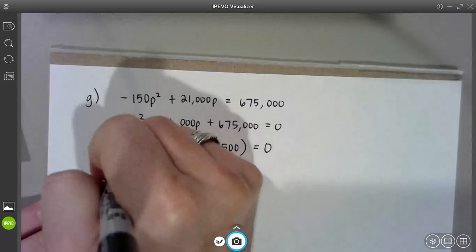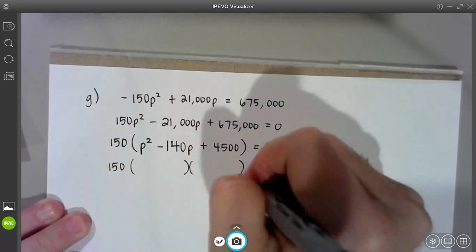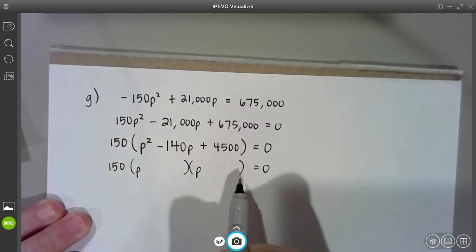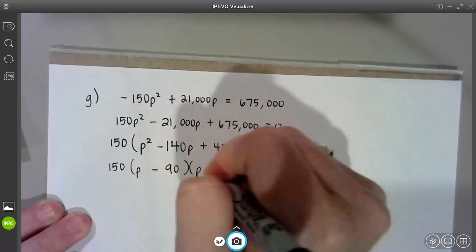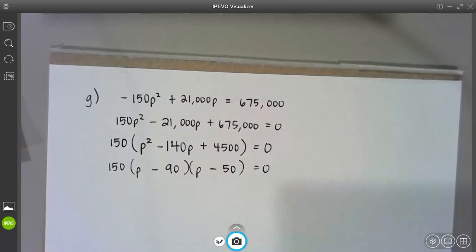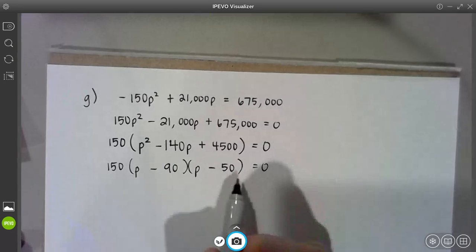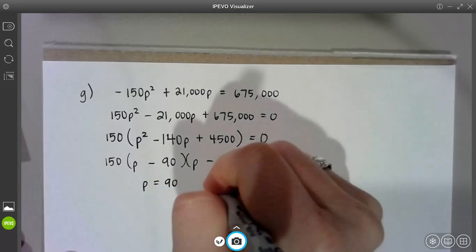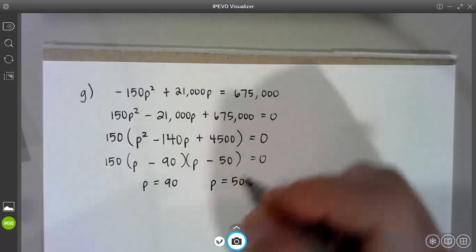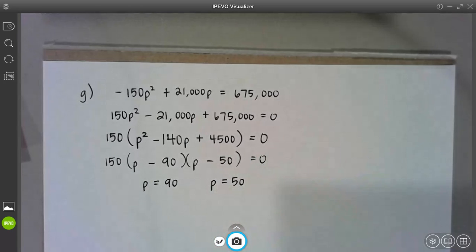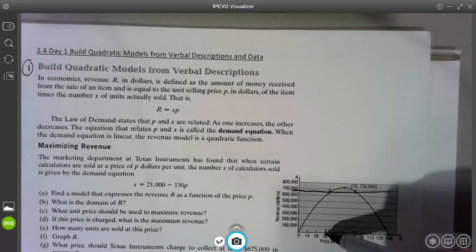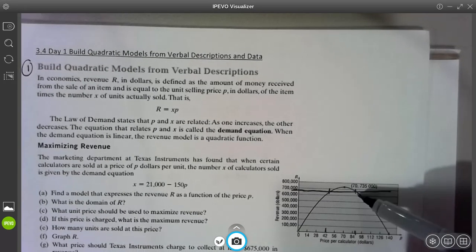So we're going to get 150, and we're going to get p and p. 90 and 50 will make this work. Minus 90 and minus 50 will add up to negative 140 and multiply to positive 4,500. So by setting these factors equal to 0 and using the zero product property, p would have to be 90 or p would have to be 50. So those are the two prices that make this equal the $675,000. So a price of $50 and a price of $90 make it equal.